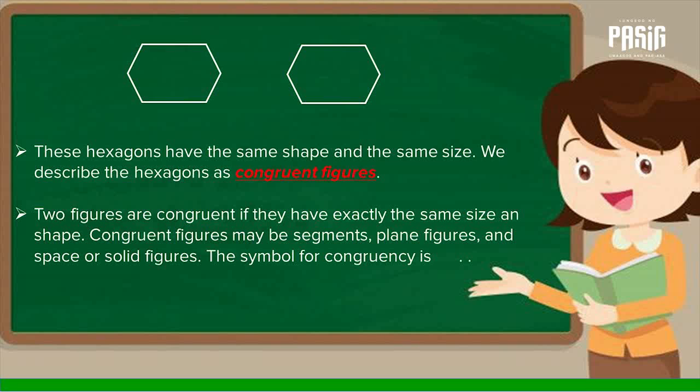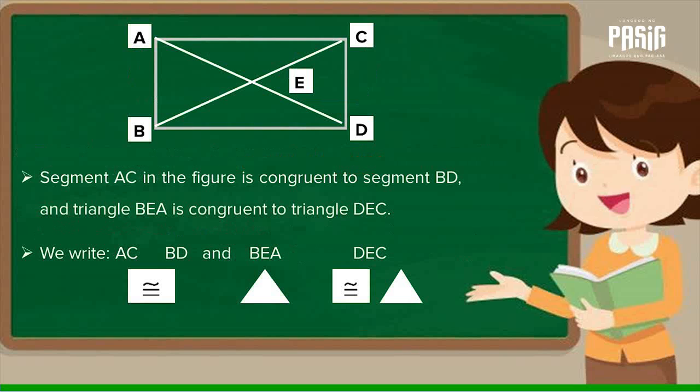The symbol for congruency is ≅. Look at the figure again above. Segment AC in the figure is congruent to segment BD. The triangle BEA is congruent to triangle BEC. We write AC ≅ BD and triangle BEA ≅ triangle BEC.